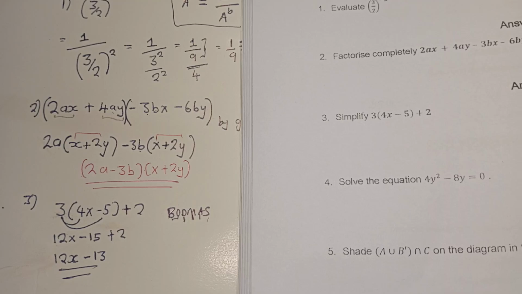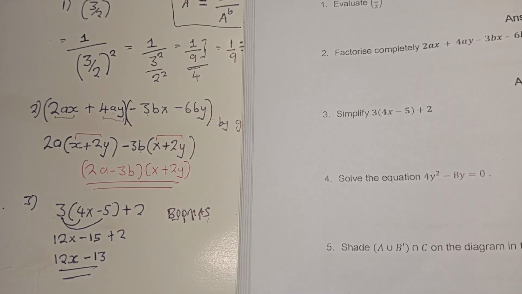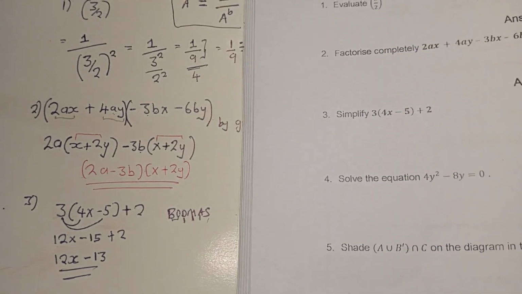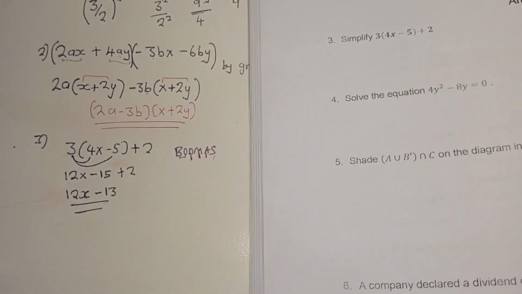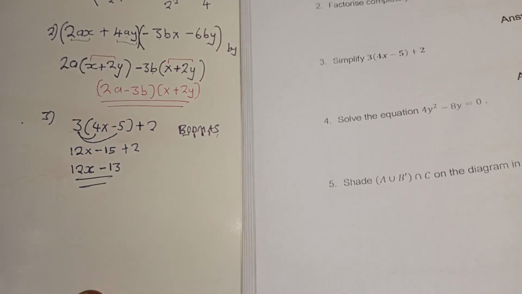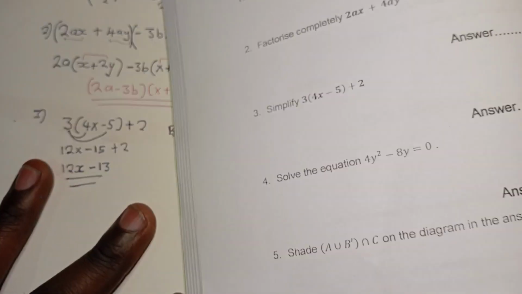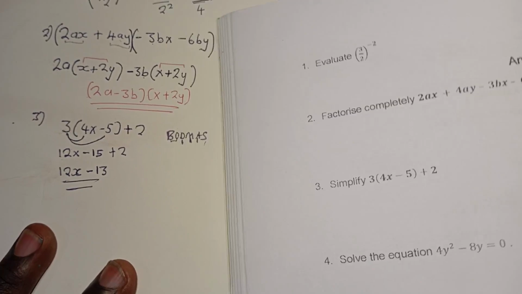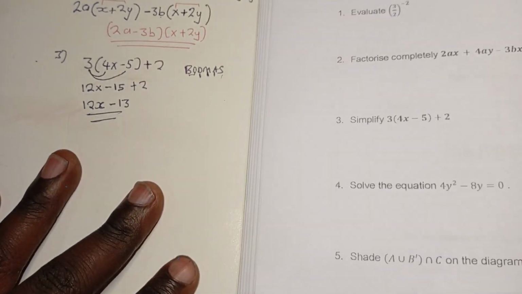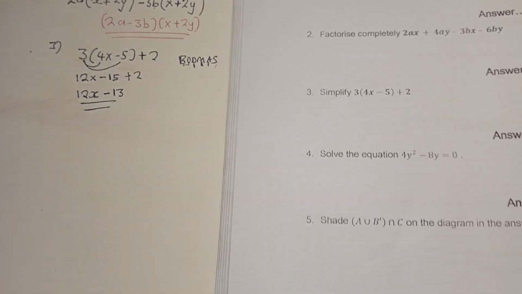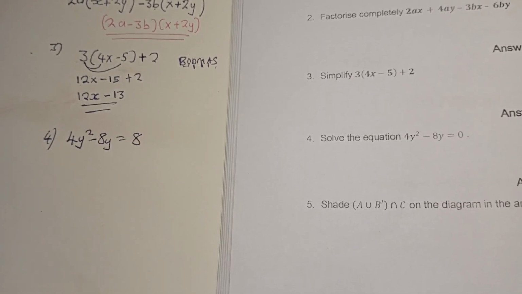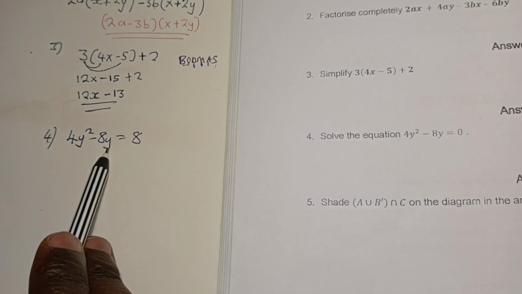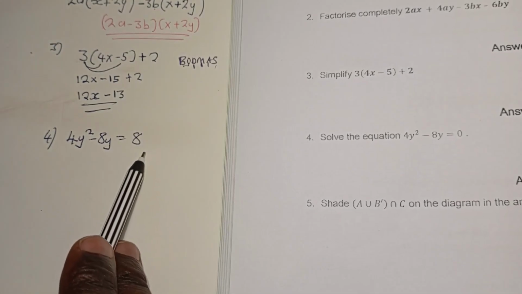Okay, so we move further. We go to question 4. Okay, let's go to question what? Question 4. So now moving on to question 4. Question 4 says solve the equation 4y squared minus 8y is equal to 8.